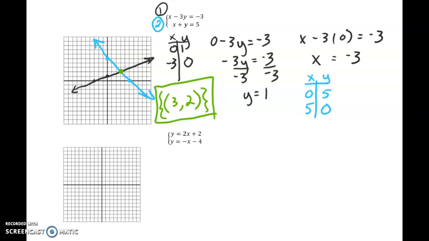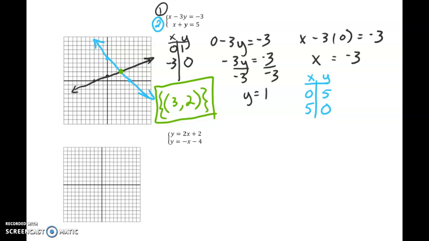All right. So the point here when we're graphing these is we try to graph each equation individually, and then we see if they intersect. If they intersect, that point of intersection is the point that satisfies both equations, and that makes it a solution to the system. All right. That's our goal here. So now we have another one.